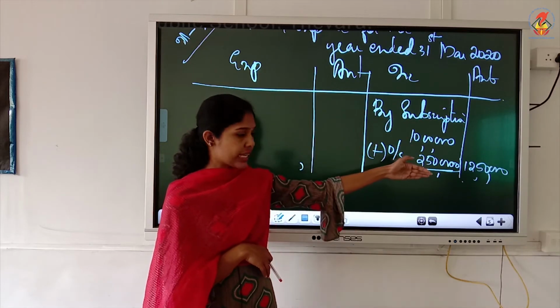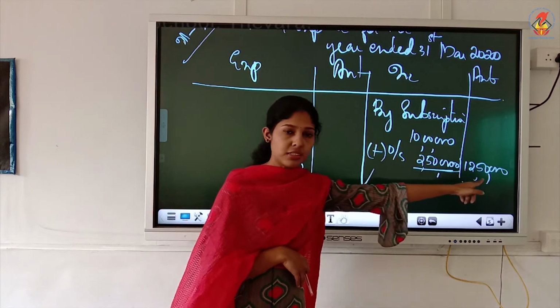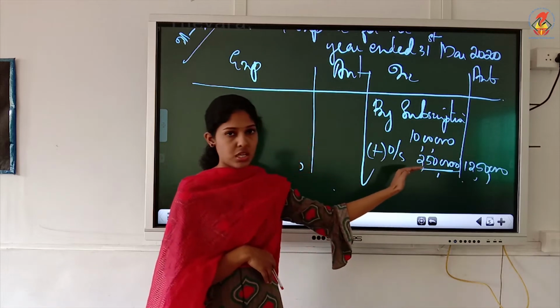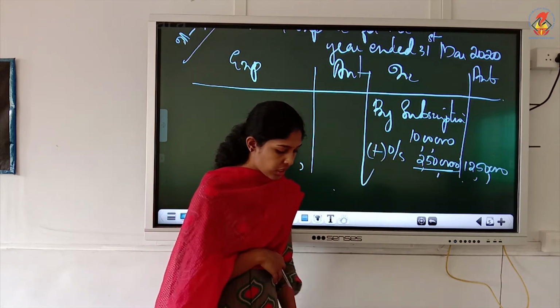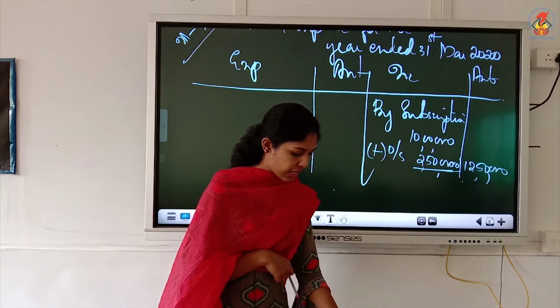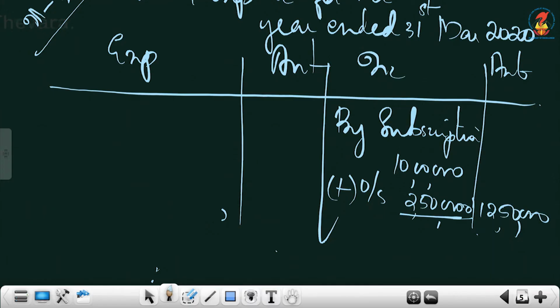Okay, the next one is, you have to write like this. In your textbook they have simply written 12 lakh 50. You must show how we are getting that. Sorry, the next one on the receipt side is rent. Rent you can take directly, that is from the use of hall. Yours is a club, no. 7 lakhs.